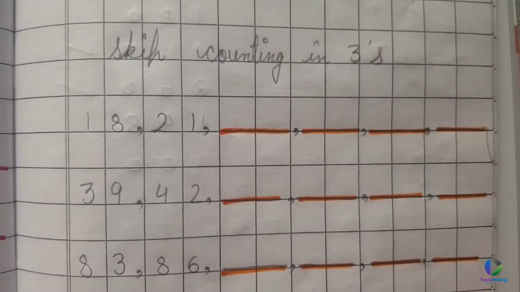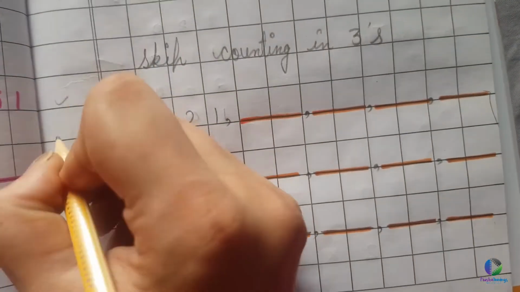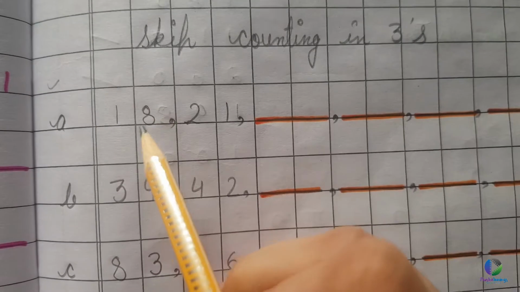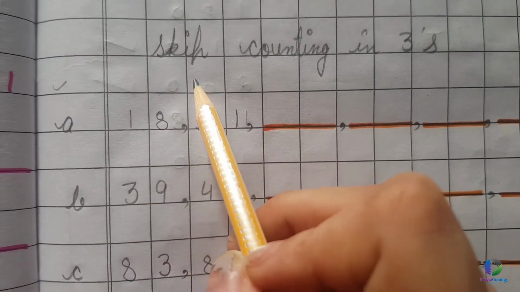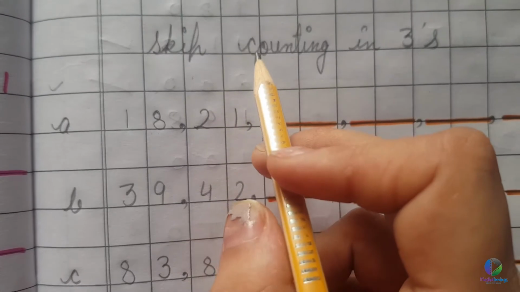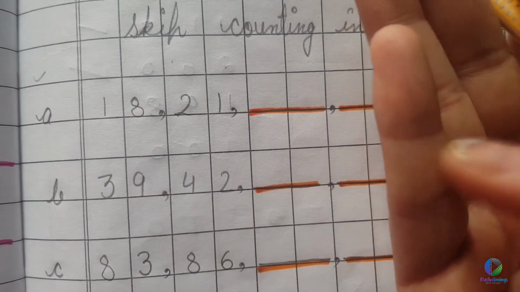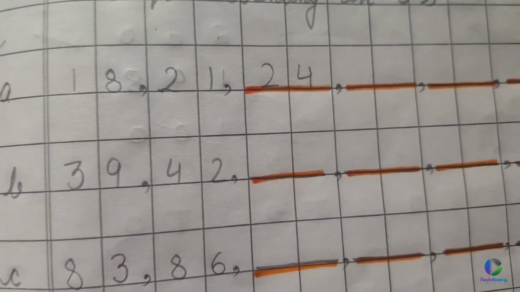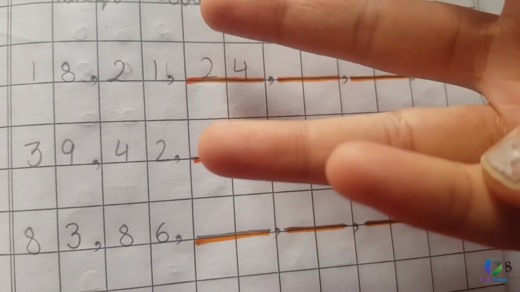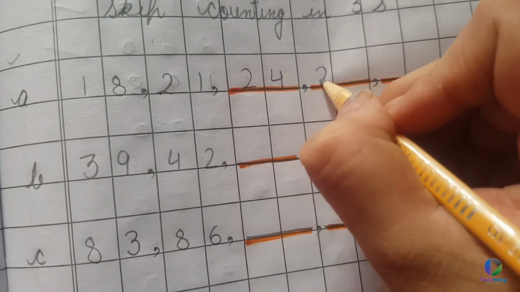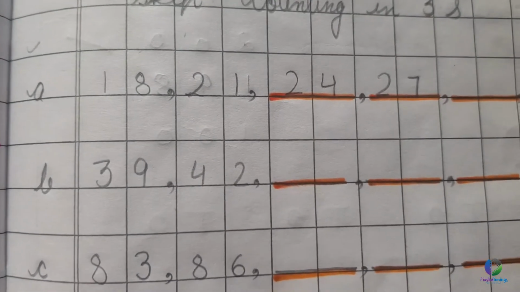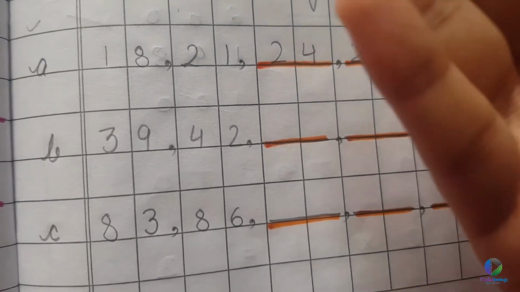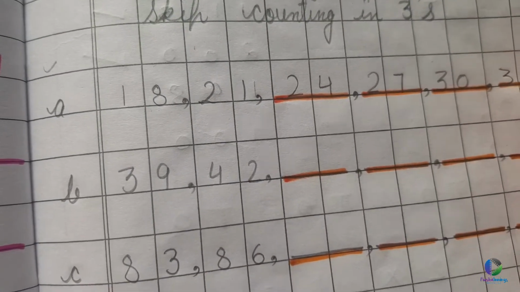Here what you have to do is write down the number A, B, C. Then 18, skip 2 numbers 19, 20, then 21, then leave 3 steps 22, 23, 24. So you will be writing here 24. Again leaving 3, 25, 26. Then you have to write here 27. Again leaving 3, 28, 29, 30, 31, 32, 33.